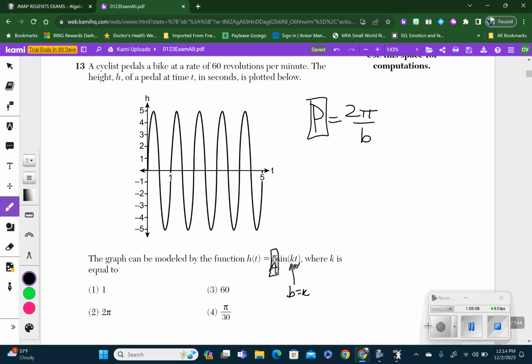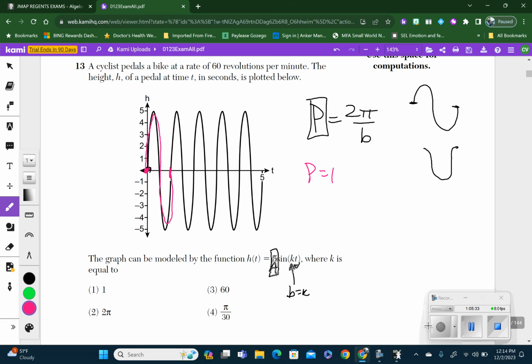Period is how long it takes for the graph to make a full cycle. So if I start here, then it's going to have to end here. If I start here, it's going to have to end here. Okay. So if I look at my graph, let me do this in a different color so you might be able to see it. The graph starts here. Where does it get back to that spot? It goes up, it goes down, it comes back up, and it's at 1. So my period, my P is equal to 1.